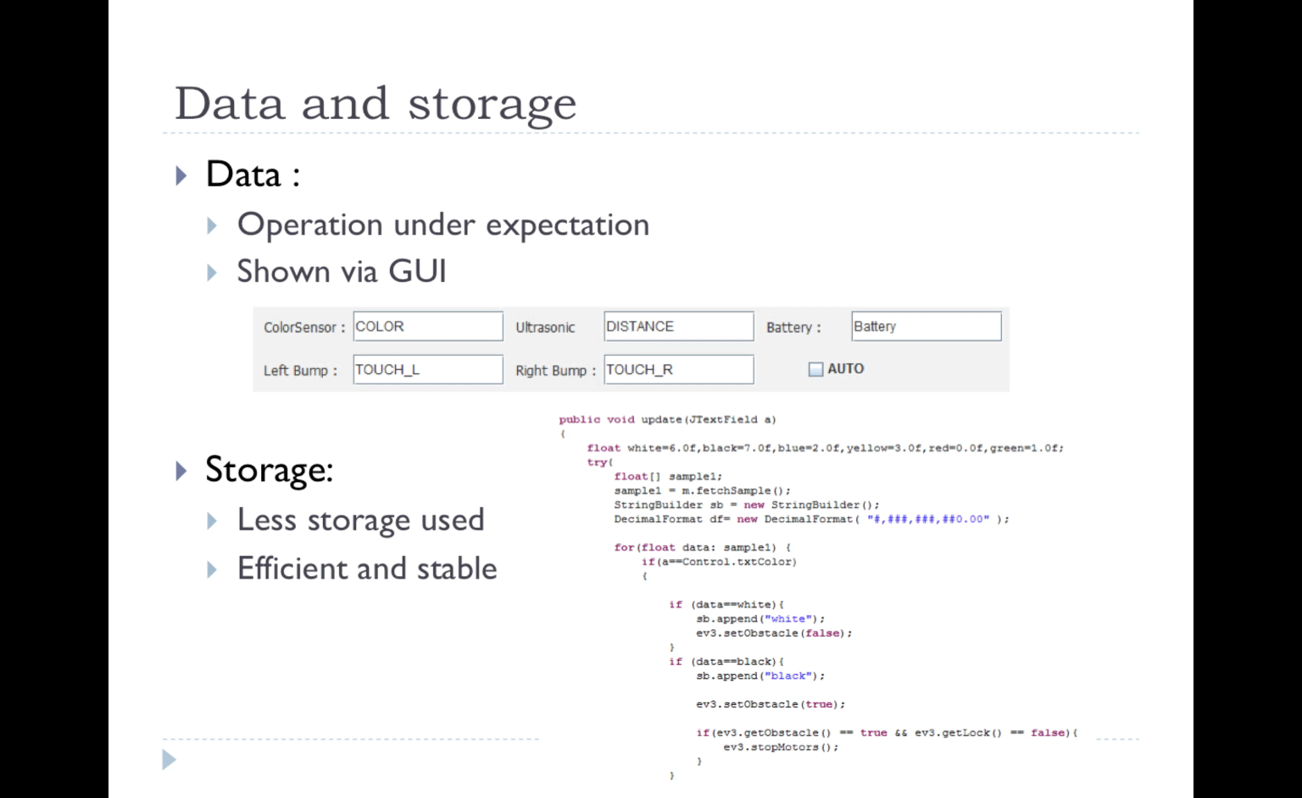After the implementation and test, the data transferred from the robot runs well under expectation. This data is shown via the GUI in real time. Due to the reorganization and modification of the code, as little data storage as possible is employed, for the purpose of efficiency, maintenance, and system stabilization.